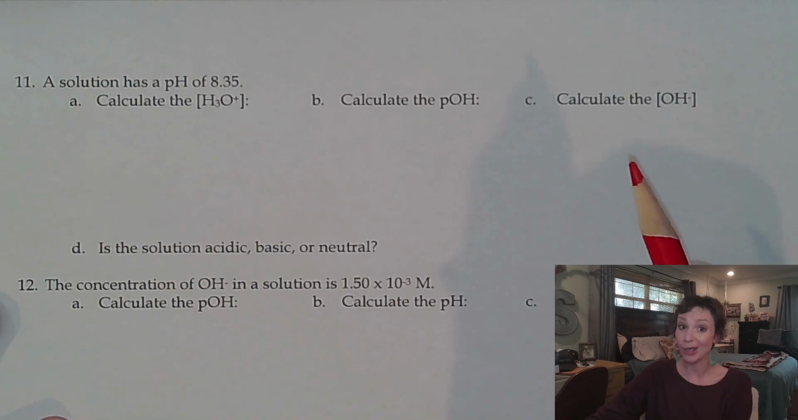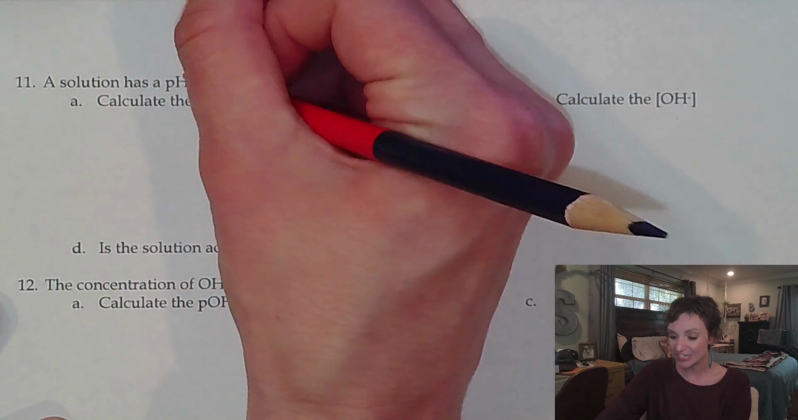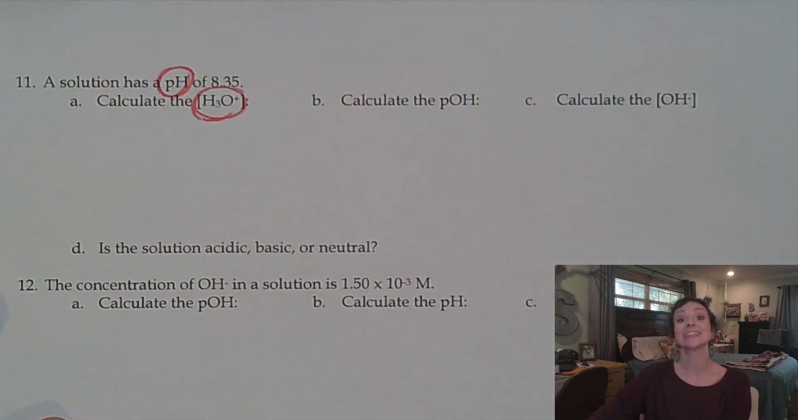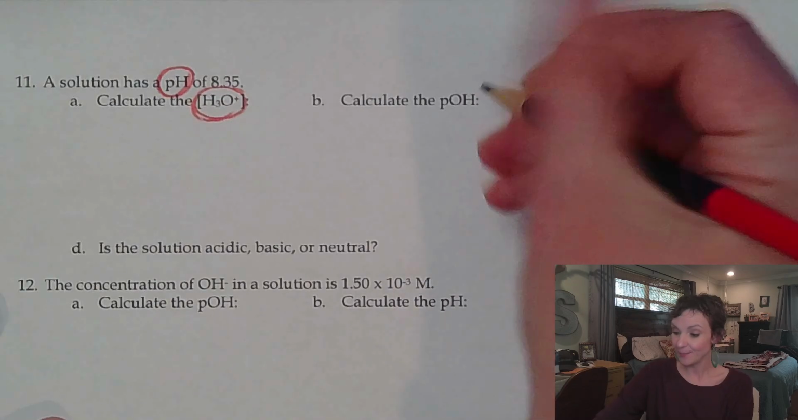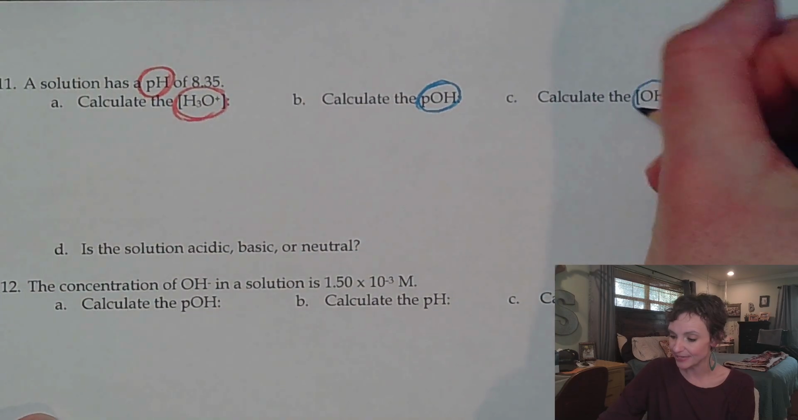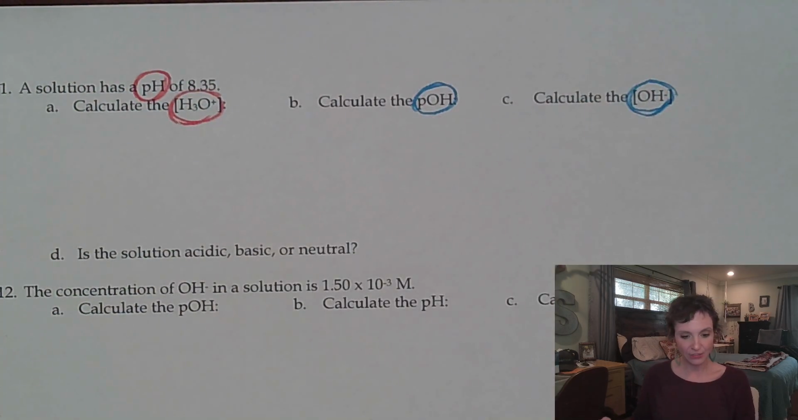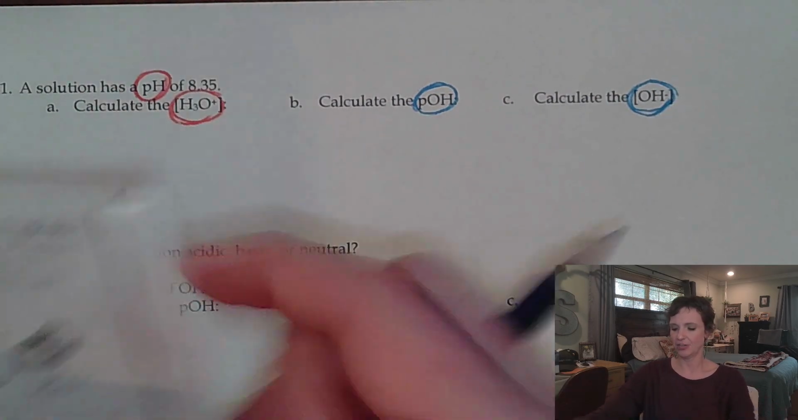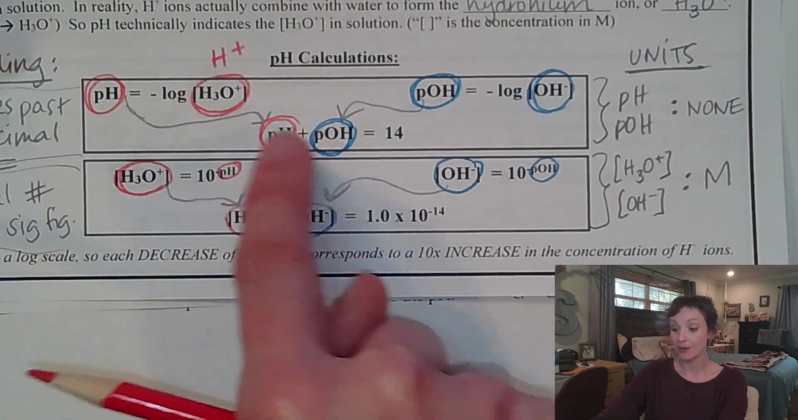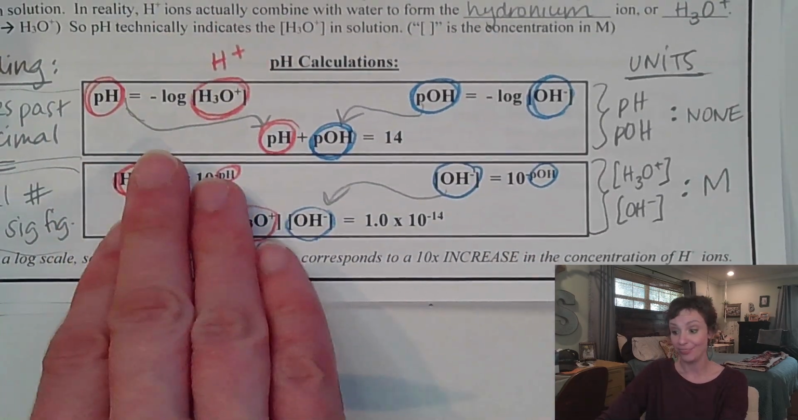Your reds and your blues are going to help you out. What I like to do is circle all the things that I know are acidic, meaning I know pH represents something acidic, right? The hydronium ion is something acidic. pOH is dealing with something basic, and the hydroxide ion is dealing with something basic. That way when I look at my list of pH calculation equations, I can anticipate when I need to go through the gateway to get from talking about red things to blue things.